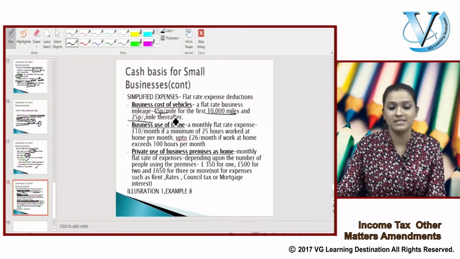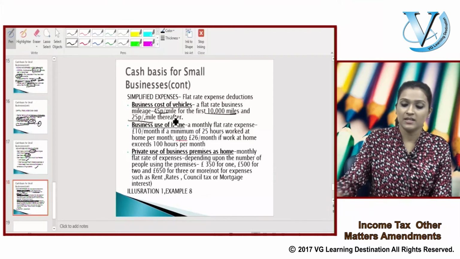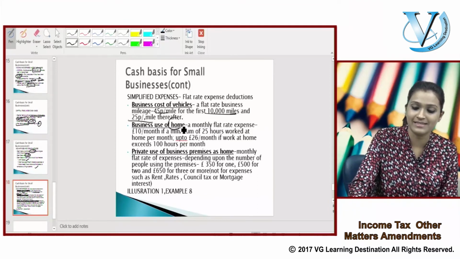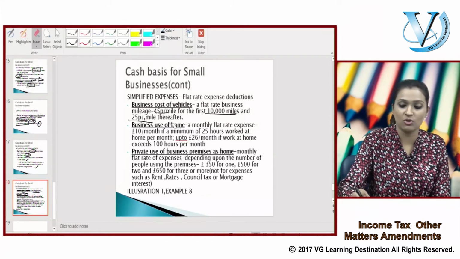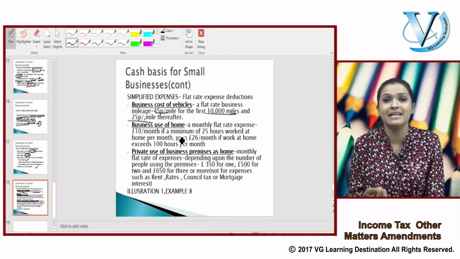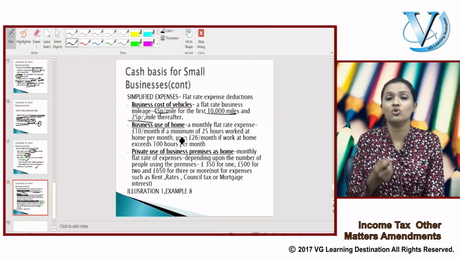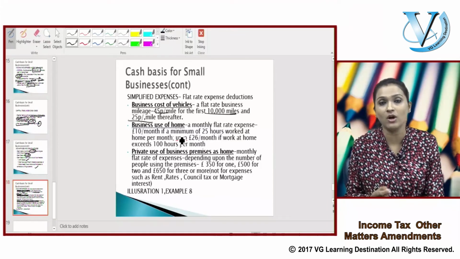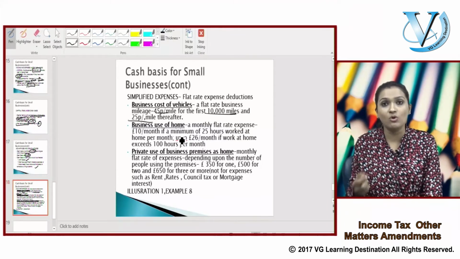Now what happens if you're using your business premises as home as well? So you're making dual purpose of your business premises. Definitely some amount of expenses should not be allowed to be claimed from your business. So what do you reduce from it?